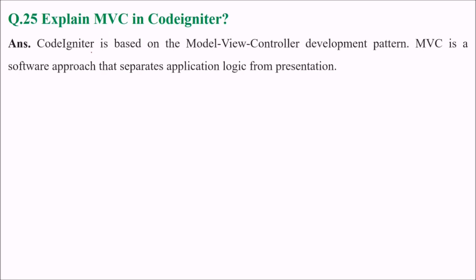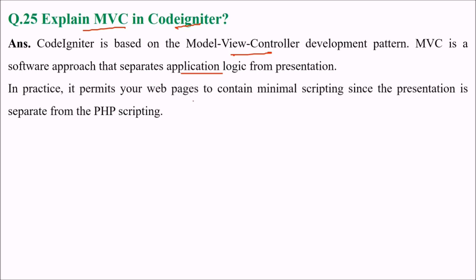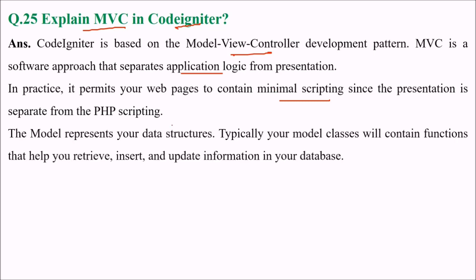Explain MVC in CodeIgniter. CodeIgniter is based on the Model View Controller development pattern. MVC is a software approach that separates application logic from presentation. So it permits your web pages to contain minimal scripting, since the presentation is separate from the PHP scripting. And the model represents your data structure.